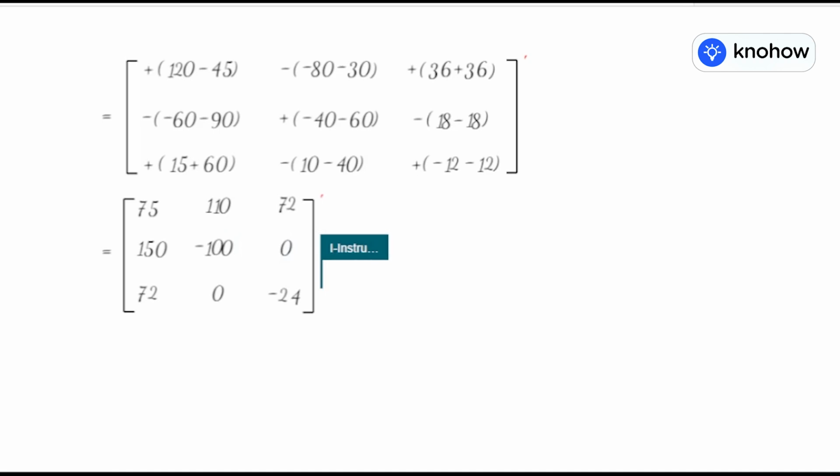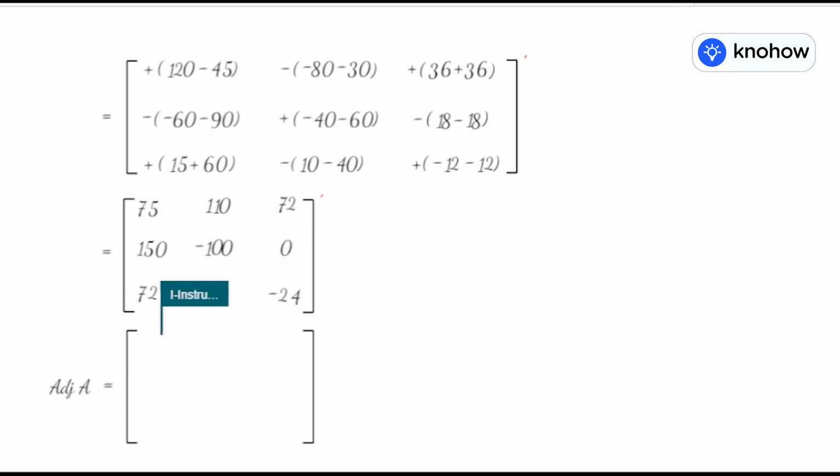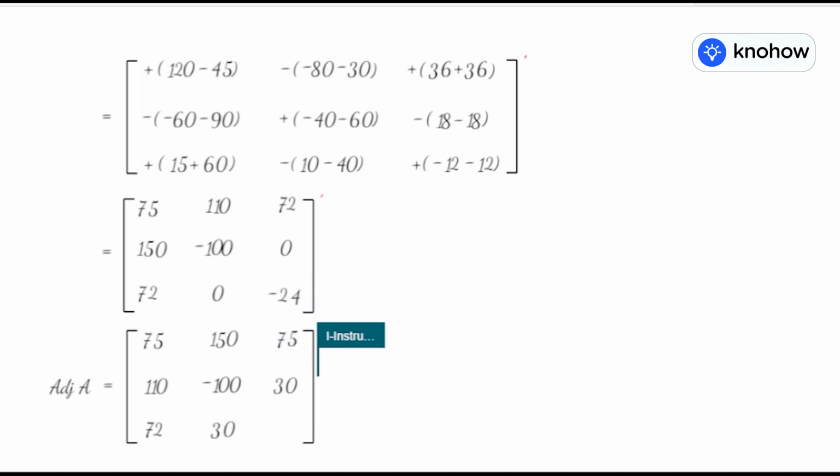And now you take the transpose of it. So finally you get adjoint A as: write the elements of the first row, that is 75, 110, and 72, in the first column. Elements of the second row, that is 150, minus 100, and 0, in the second column. And the elements of the third row, that is 75, 30, and minus 24, in the third column. So that way you have now got adjoint A.